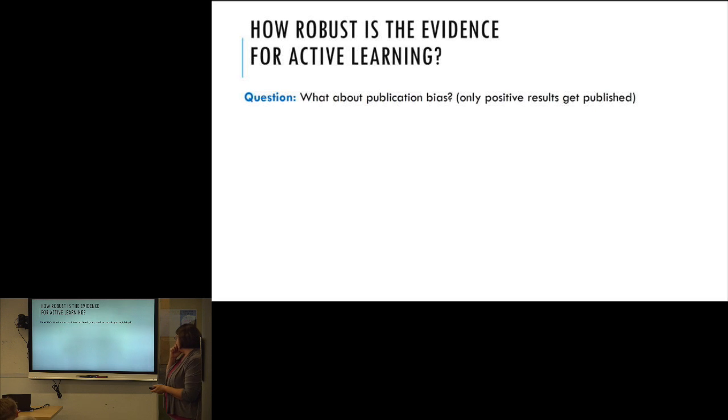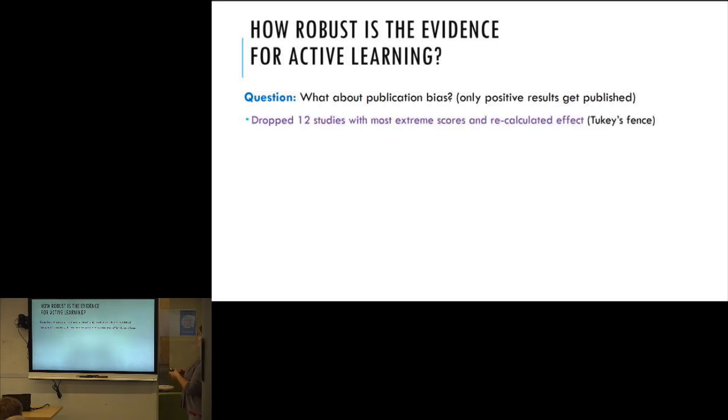All right, so then the question that you always have to ask with a meta-analysis is publication bias. We all know that it's easier to publish positive results, results that show a difference. So there's a suite of tests you can do to look for publication bias. One is to drop the studies with the biggest effects on either end, because those are the ones that are most likely to get published and could have a skewed effect on our overall findings, and then recalculate your overall effect. We did that, and it was statistically indistinguishable from what we originally found.